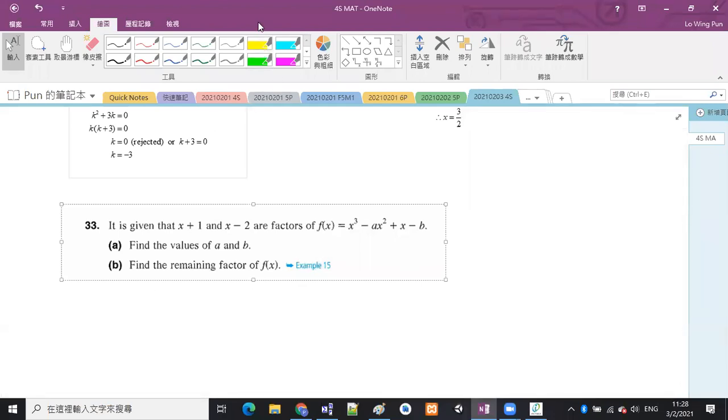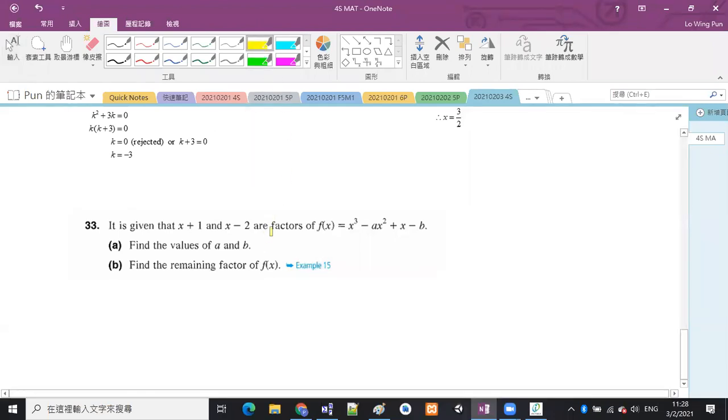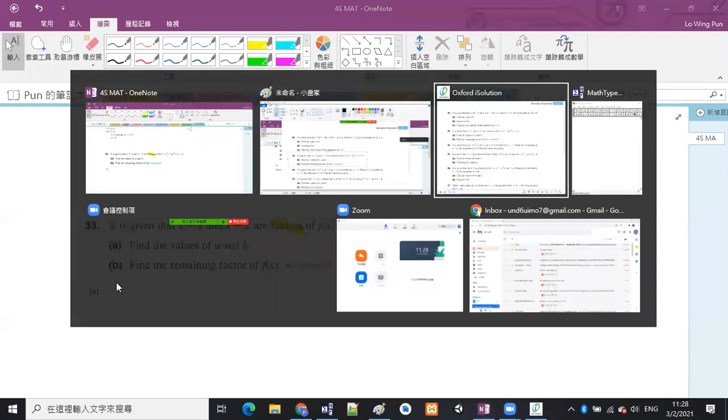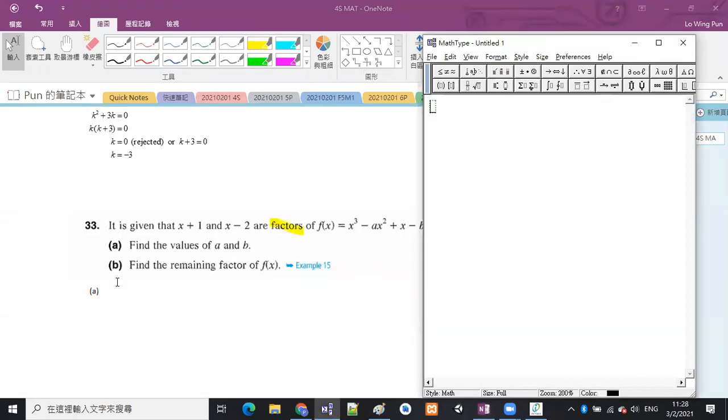Okay, so it's given that x plus 1 and x minus 2 are the factors of f(x). So again, we have two factors, right? So f(-1) is equal to 0. Remainder is equal to f(-1), and then f(-1) should be equal to 0. And f(-1) is calculated by this. Minus b is equal to 0. Okay, and it is -1 plus a minus 1 minus b equals 0.